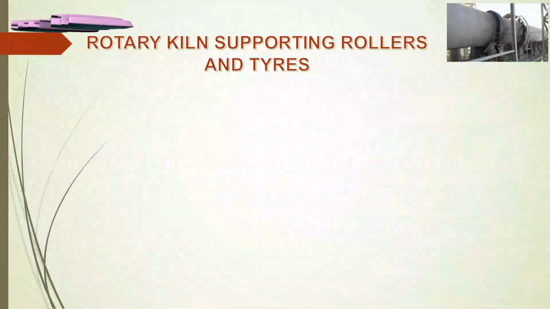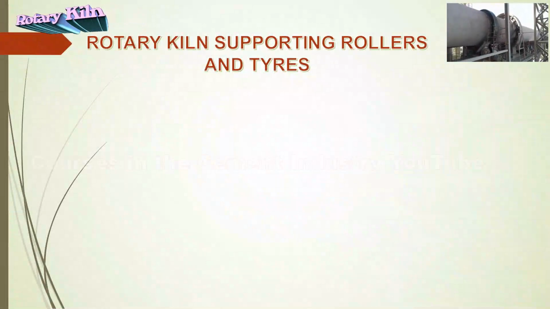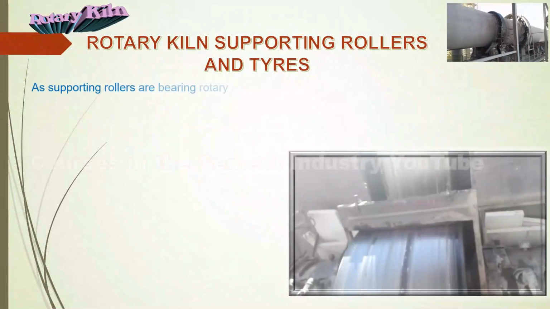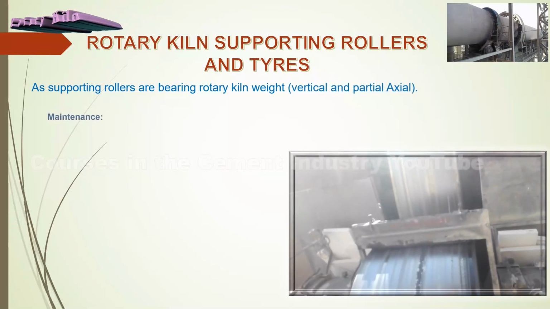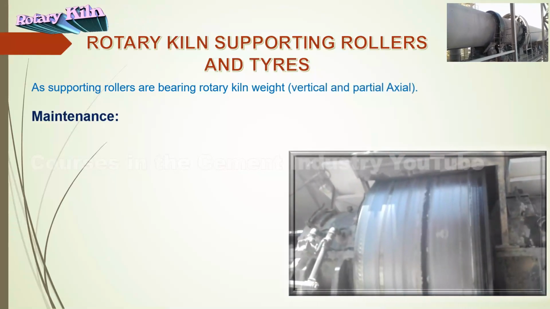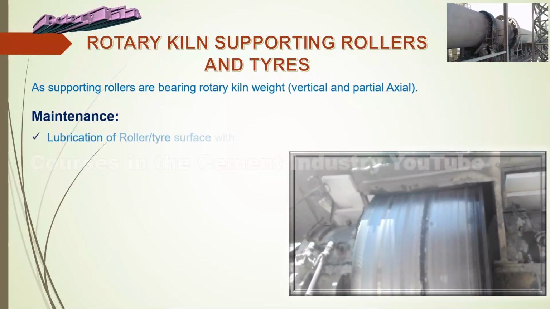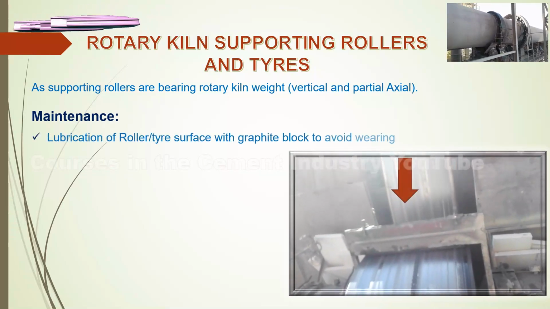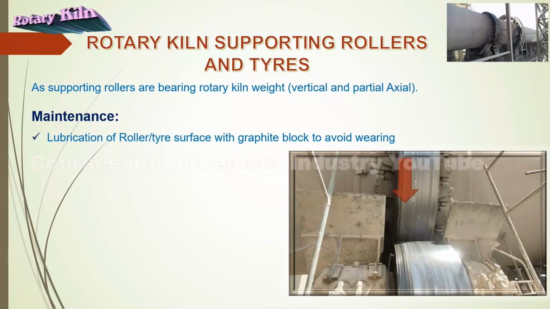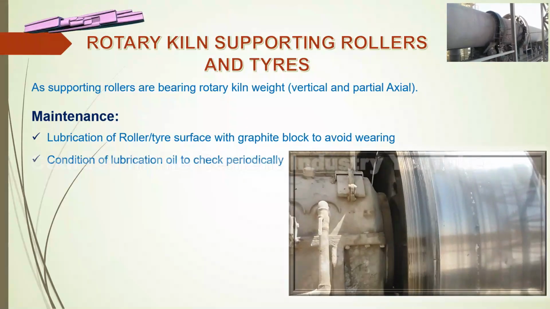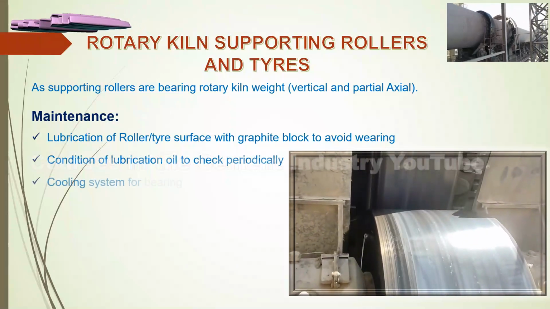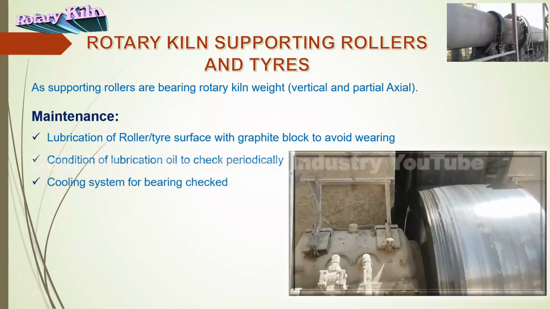Rotary kiln supporting rollers and tires. The supporting rollers bear the rotary kiln weight, vertical and partial axial. Maintenance. 1. Lubrication of roller and tire surface with graphite block to avoid wearing. 2. Condition of lubrication oil to be checked periodically. 3. Cooling system for bearing checked.